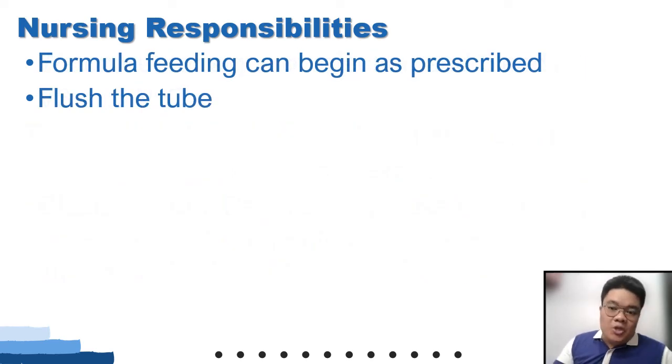Next, you wait for the doctor to start the formula feeding. Usually, class, that happens within 24 hours after insertion. Okay, so within the day after the gastrostomy tube was created, we can start feeding. In fact, class, if the GI functioning of the patient is already okay, what I mean by that is that if your patient is already having flatus, or if the doctor could hear bowel sounds, they would usually prescribe to have the feeding within 8 to 12 hours.